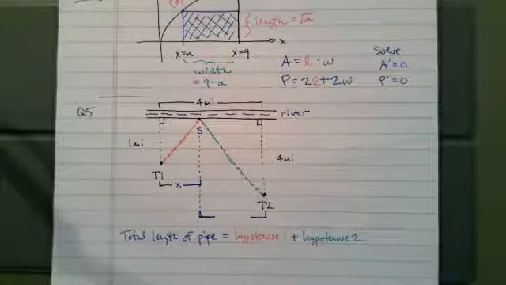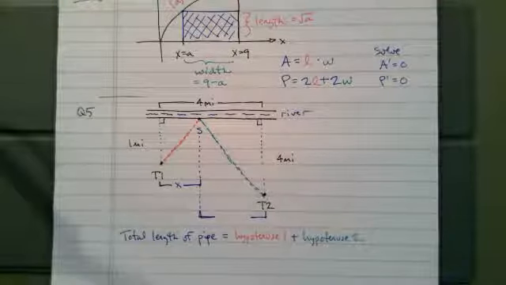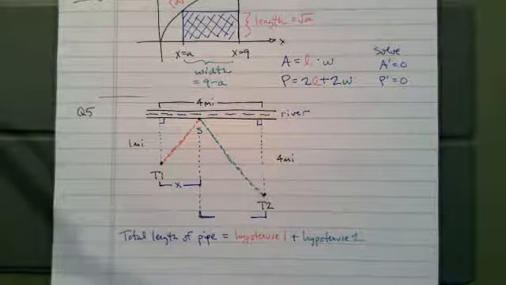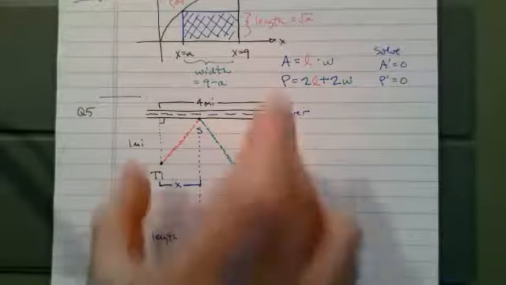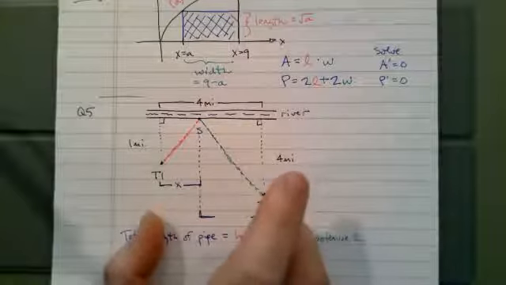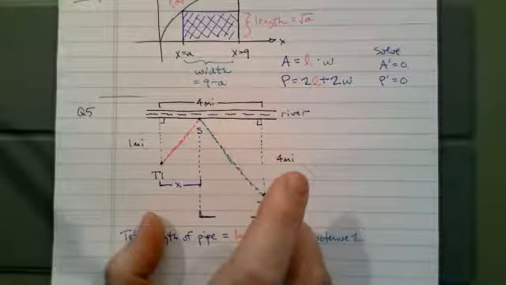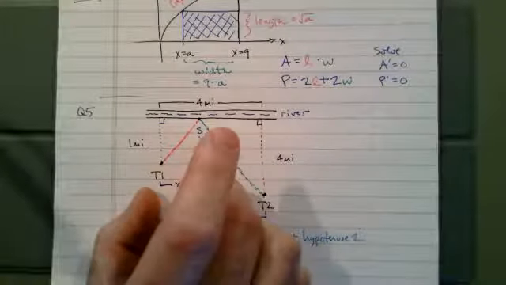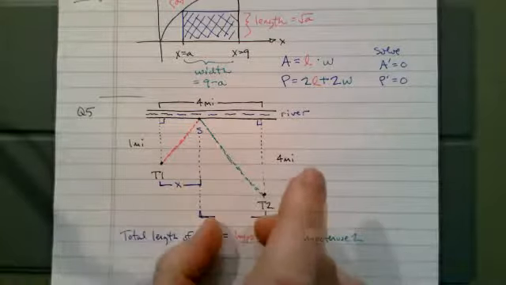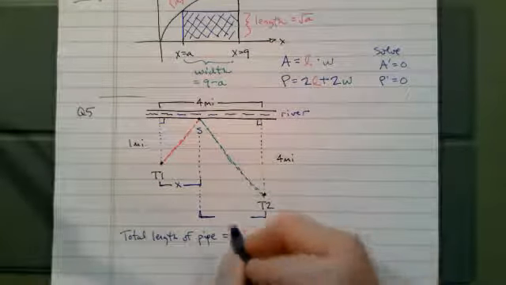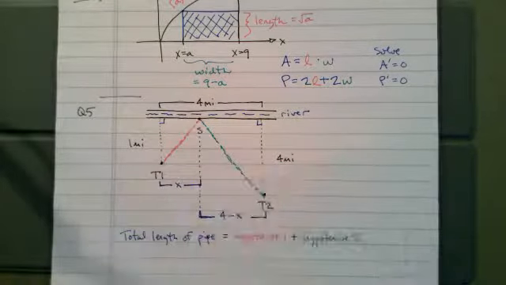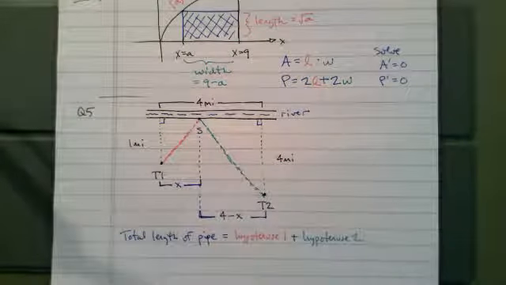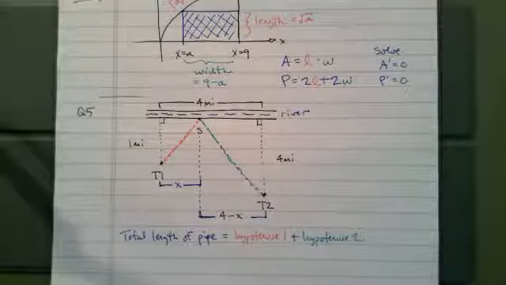So if we just add up those two hypotenuses, write them both in terms of x, then we can take a derivative, set it equal to 0, and solve. Since the horizontal distance between T1 and T2 is 4 miles, and the distance from T1 to S is x, that leaves the remaining distance to be 4 minus x. Now I can write each of these hypotenuses in terms of x, take a derivative, set it equal to 0, and solve.